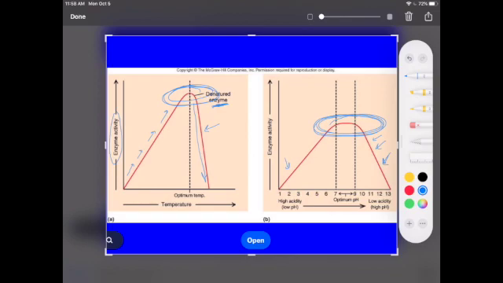I just want to point out that the optimum temp is going to differ for different organisms. This optimum temp for human enzymes is around 37 degrees C, and it's going to be the same for the mesophiles. E. coli likes it at 37 degrees C. Staph likes it maybe a little cooler than that. If we're talking some crazy archaea bacteria, they might have an optimum temperature down here.